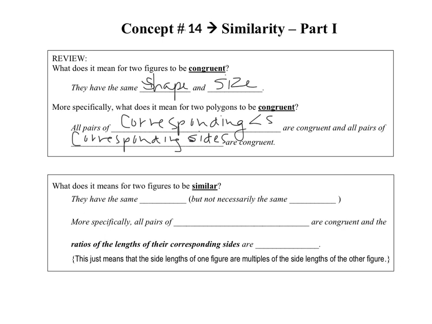Okay, so taking that idea and connecting it to similarity. When two figures are similar, they still have the same shape, but not necessarily the same size. More specifically, all pairs of corresponding angles are still congruent, and the ratios of the lengths of their corresponding sides are the same.